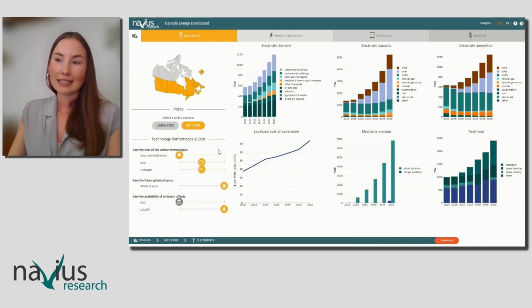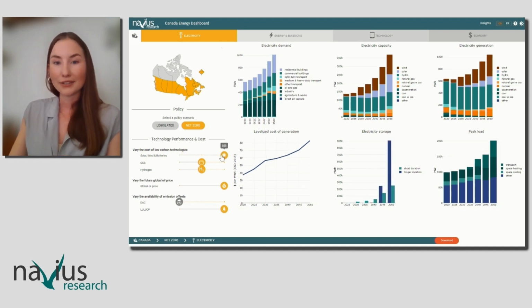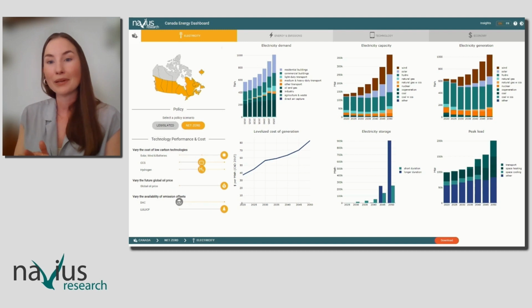Similarly, if we look at a net zero scenario where solar, wind, and battery costs don't come down as much, we see less electricity demand in 2050, about 1,000 terawatt hours, as electrification is a more expensive abatement option.